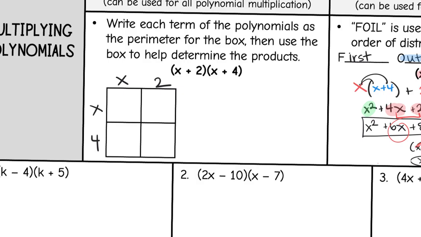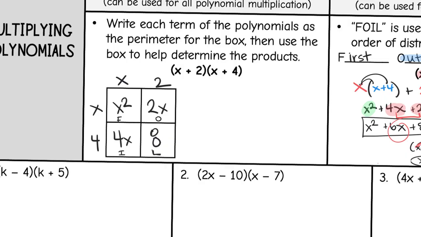Now I can think about the same thing. I want to multiply every number in the table by every other number. So I'm going to do x times x. This box gives me x squared. I want to do x times 2, which will give me 2x. I want to do 4 times x. That gives me 4x. And then I want to do 4 times 2, which is 8. So notice this was multiplying my first two terms. This would be multiplying the outer terms. This is multiplying the two inner terms. And this is multiplying my two last terms.